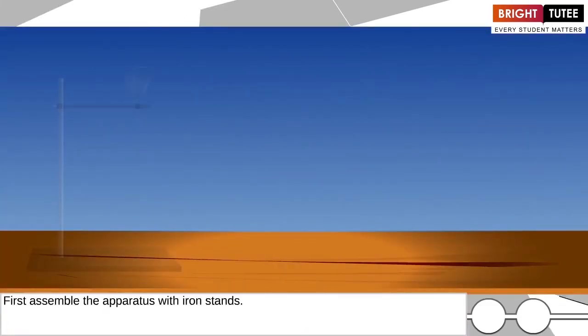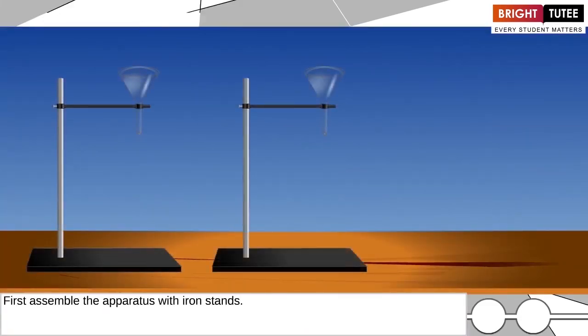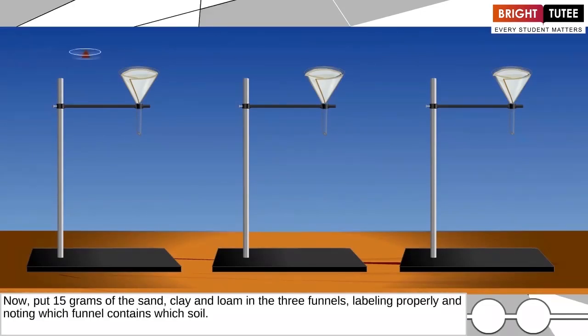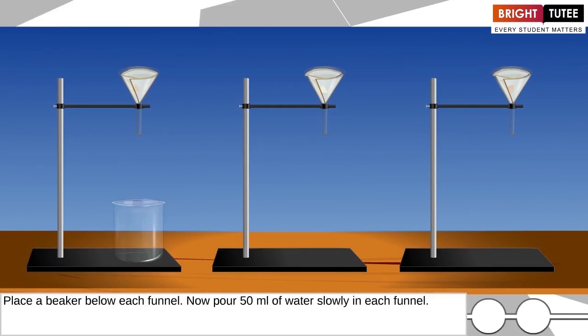Method: first assemble the apparatus with iron stands. Place one filter paper in each funnel touching its sides. Now put 15 grams of the sand, clay and loam in the 3 funnels, labeling properly and noting which funnel contains which soil. Place a beaker below each funnel. Now pour 50 ml of water slowly in each funnel.